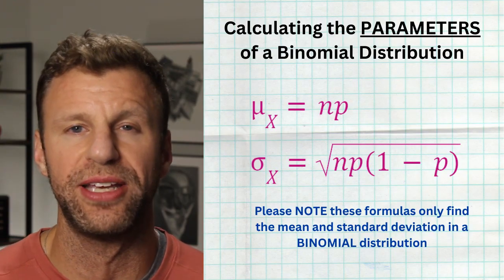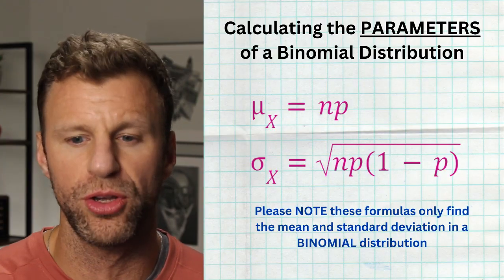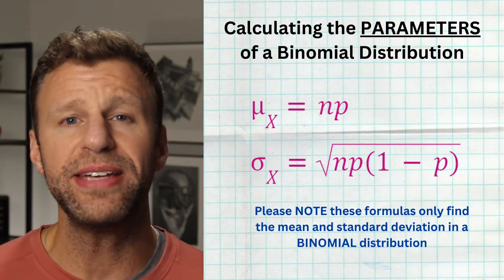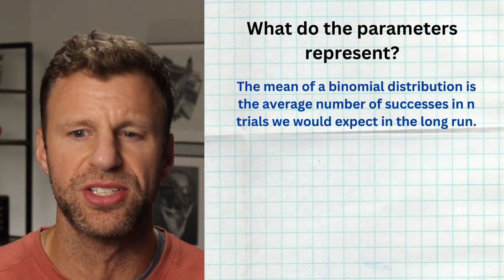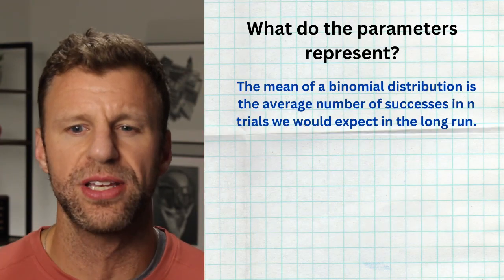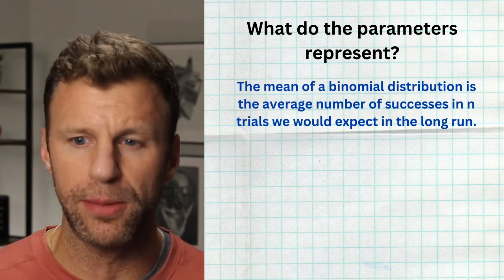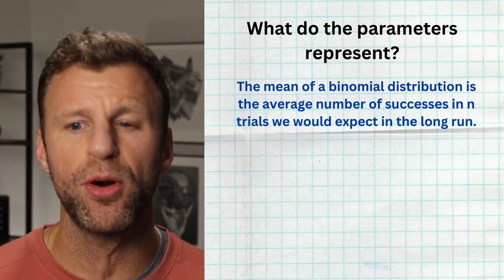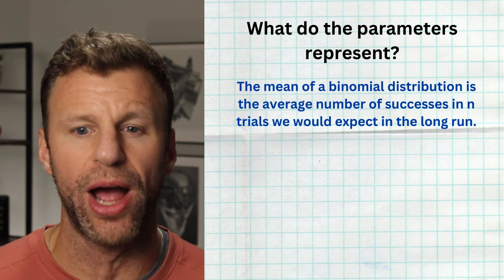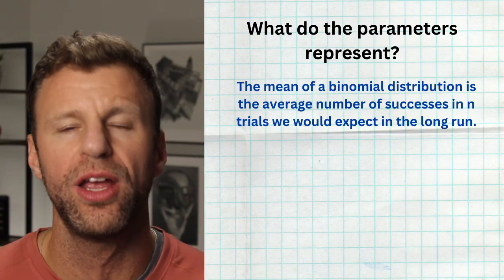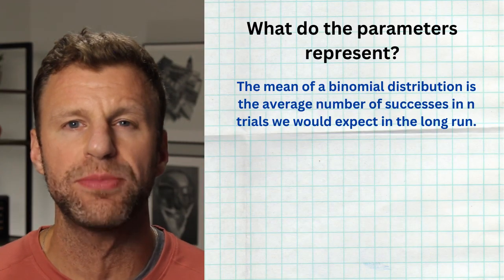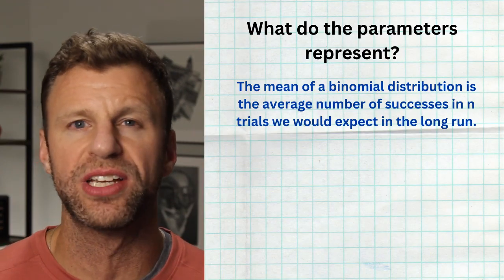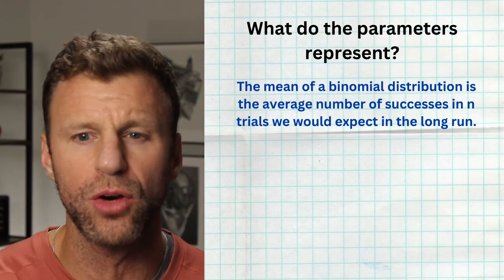Make sure that you are definitely in a binomial distribution before you use them. Now, the next thing we have to know is, what do these two numbers tell us? What do they represent? So first, the mean of a binomial distribution is the average number of successes in n trials that we would expect in the long run. So if we were to repeat our random variable many times, what is the average number of successes we would expect in the long run?